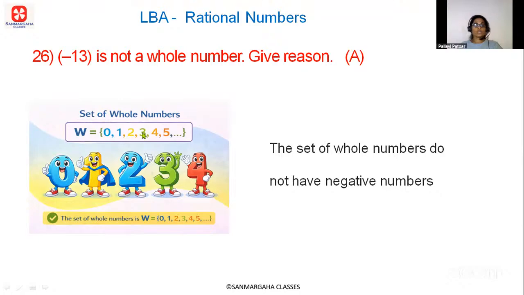So here minus 13 is not a whole number. It is classified as an integer, and a rational number. So minus 13 by 1 is a rational number. And minus 13 comes in the group of integers.